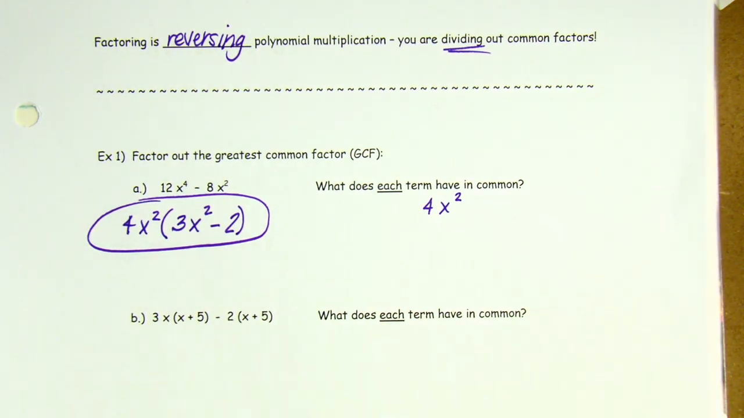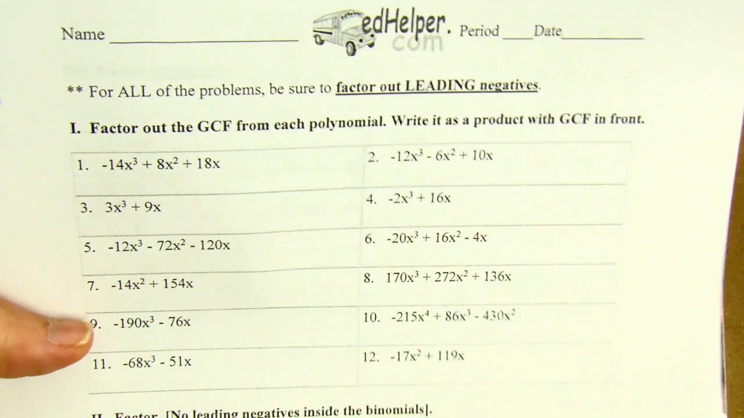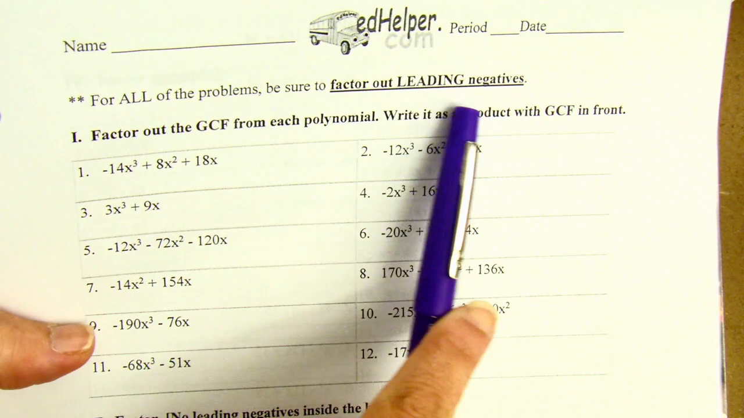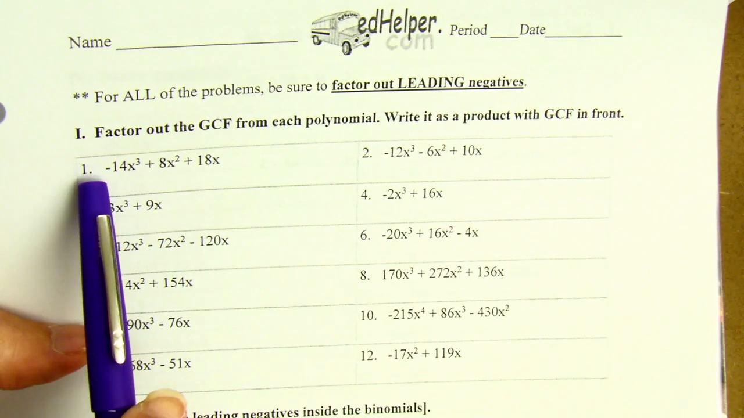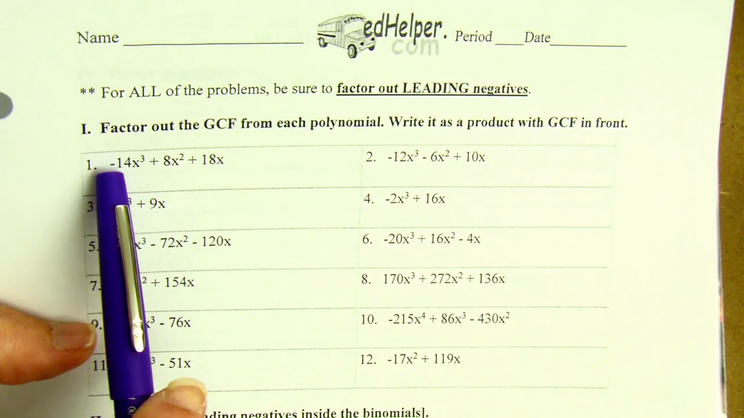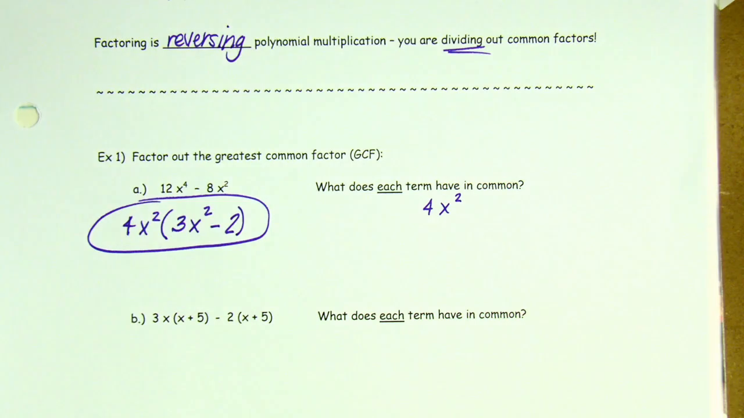Now, keep in mind, you're going to get this factoring packet. And it does say up here, for all the problems, be sure to factor out any leading negatives. That's customary. So I see a leading negative. In other words, the first term has a negative. You're going to factor out the negative. We'll talk more about that in class.